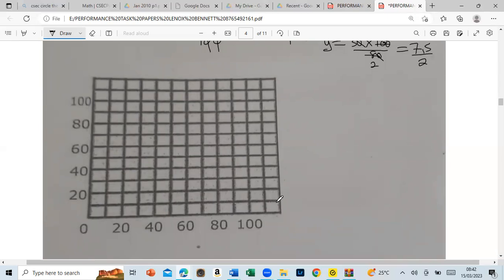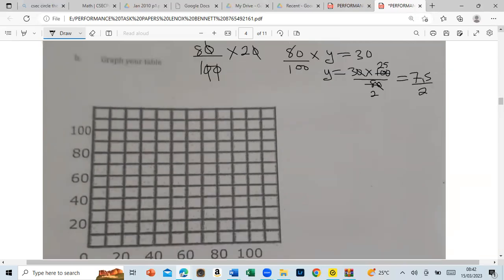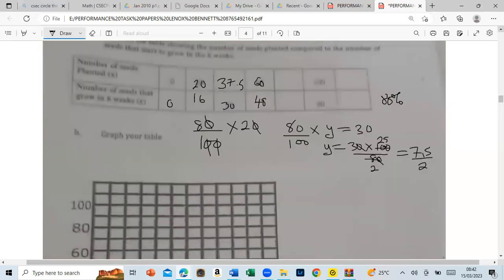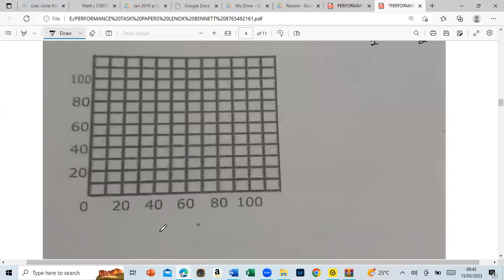Alright, which one do you want to put on the x-axis? Let us see if we can do that. I think I want to put the number of seeds on the x-axis and the percentage on the y-axis. So I'm going to put the number of seeds here. I'm going to teach my students and something. Number of seeds planted.